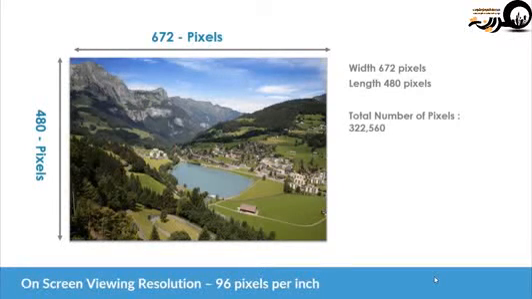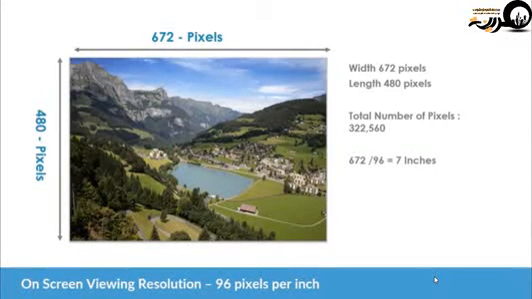The total number of pixels in this case is 322,560. Now, can anybody remember how many pixels we had in the last photograph, the printing photograph? That's right, we had 3 million pixels in that one. That's 10 times more than what we have for this particular photograph. So this photograph is 10 times smaller than the previous photograph.